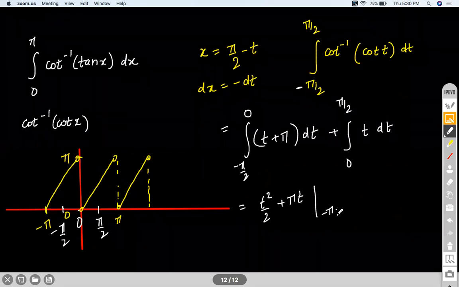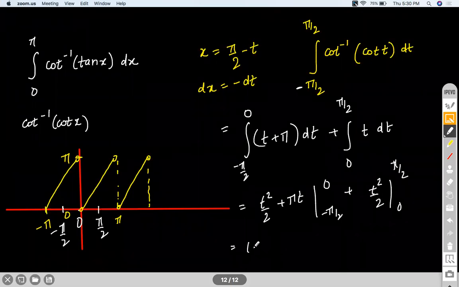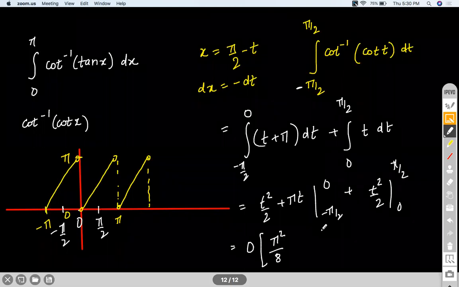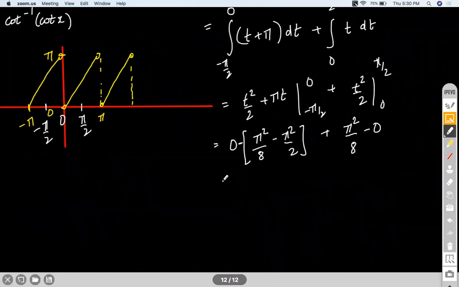Okay? From minus pi by 2 to 0, and this will become t square by 2 from 0 to pi by 2. So when you put 0, it's 0. When you put minus pi by 2, this becomes pi square by 8. Okay? Minus pi square by 2. Correct? And this becomes pi square by 8 again, minus 0. Okay? So pi square by 8 and pi square by 8 will get cancelled, leaving you with pi square by 2 as your final answer. So be very, very careful while dealing with special functions and while dealing with inverse trig functions.